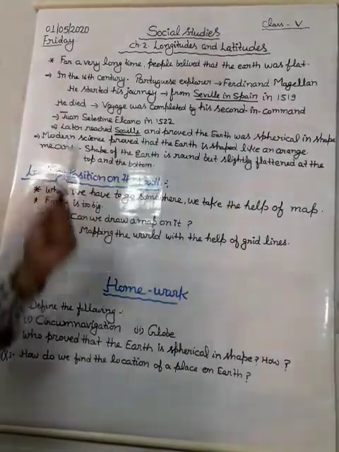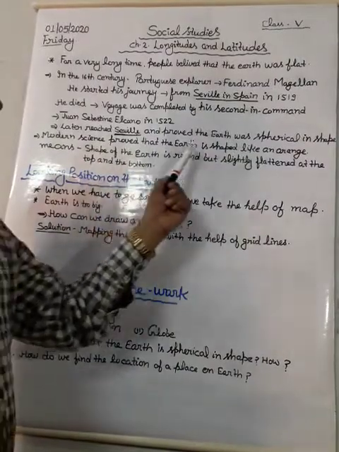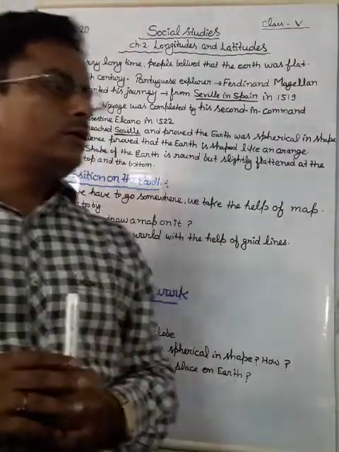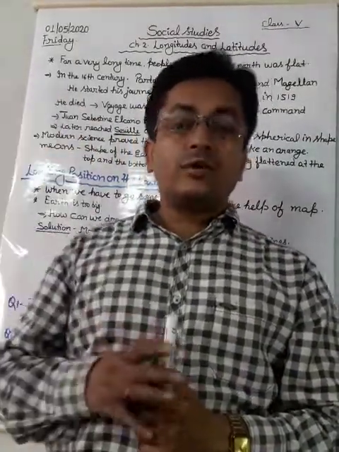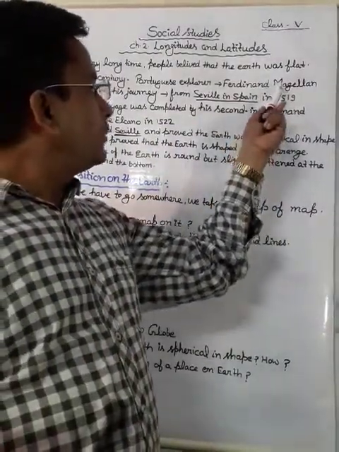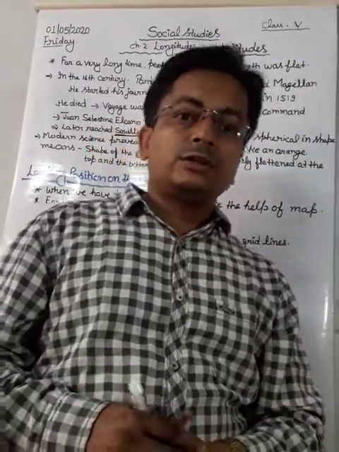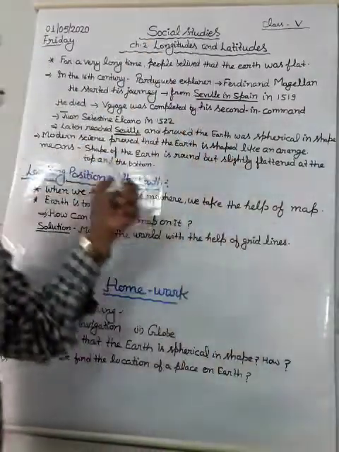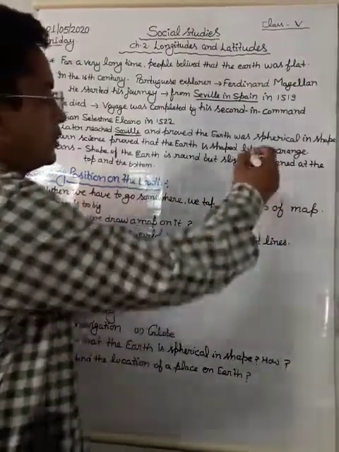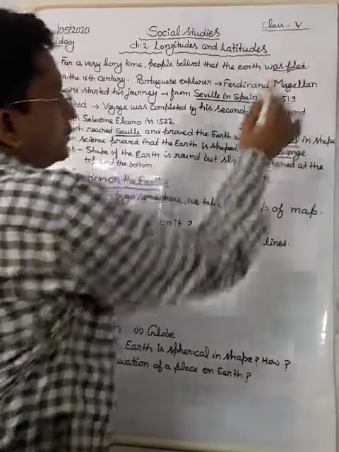But modern science proved that the earth is shaped like an orange. Dear student, you can see here what the thinking of earlier times was, and what was proved by Magellan, Ferdinand and his second in command. And in present time, modern science tells us the shape of the earth is like an orange. Like an orange, here spherical and here flat.